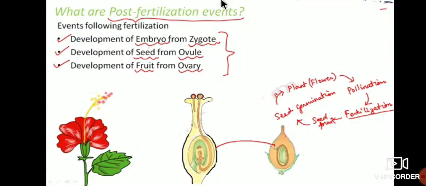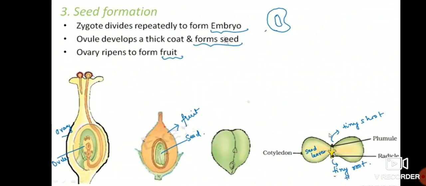What are the post fertilization events? They will ask for 2 marks. What are the post fertilization events? You should write these 3: development of embryo from zygote, development of seed from ovule, and development of fruit from ovary. You should write these 3 answers for what are post fertilization events.